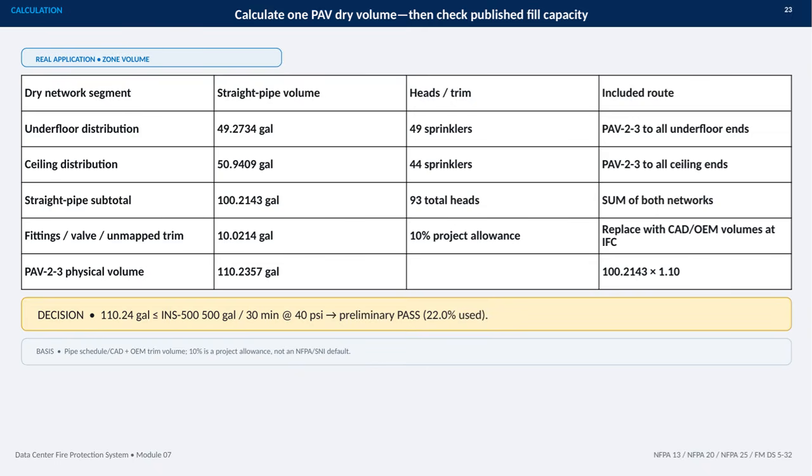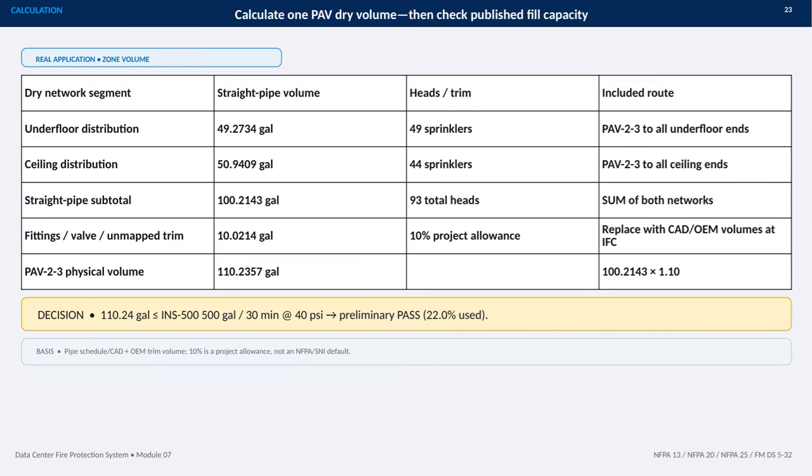We then add a 10% project allowance for fittings, the valve, and trim that are not yet mapped in the detailed volume model. That allowance adds 10.0214 gallons, bringing the estimated physical volume to 2,357 gallons. At the IFC stage, this allowance should be replaced with actual CAD and OEM component volumes.